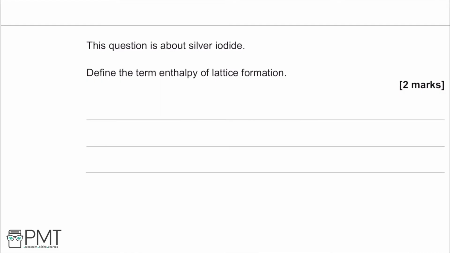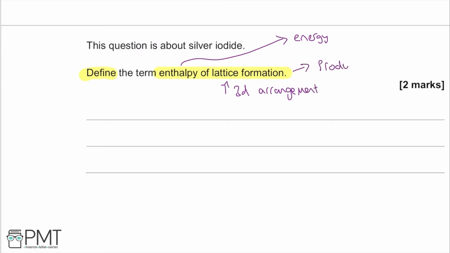This question is to do with thermodynamics, and in the first part we are asked to define the term enthalpy of lattice formation. When we break this down, we have the term enthalpy, which relates to energy, the term lattice, meaning 3D arrangement of atoms or ions in a structure, and the term formation, meaning the production of something, which in this case is 1 mole of a solid ionic compound.